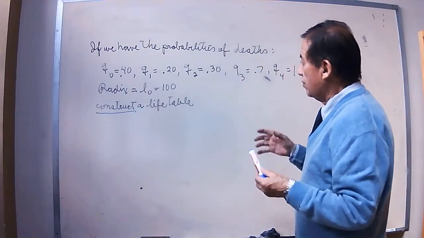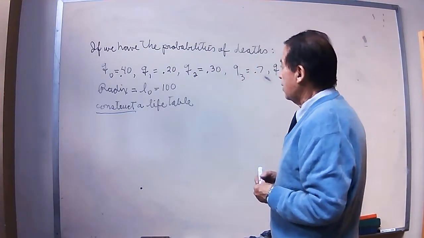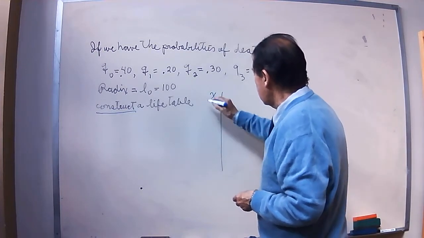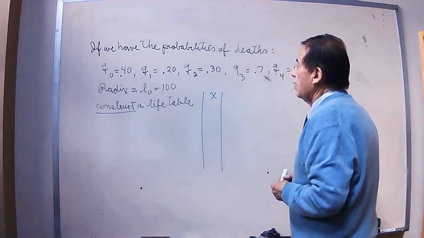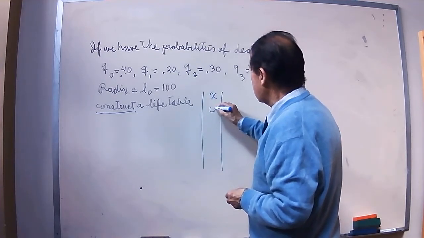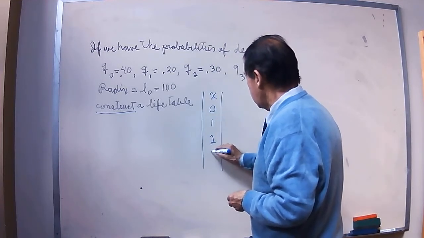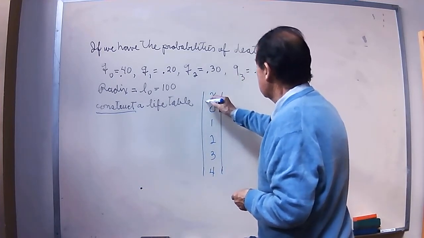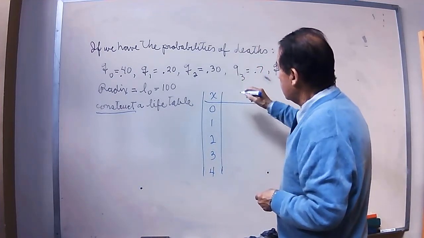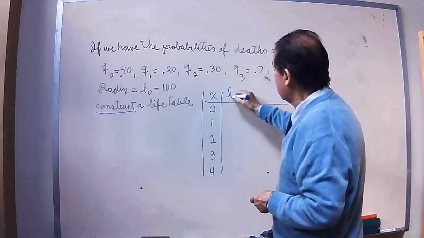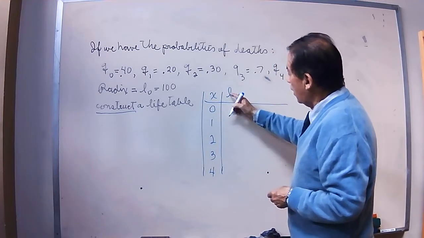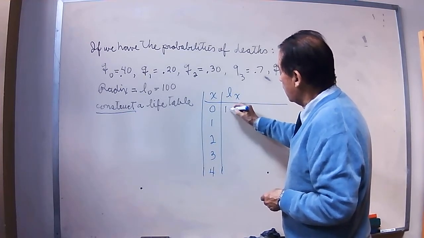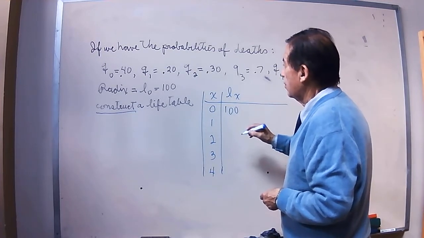If we're going to build or construct a life table, we can start with the age, which is represented by letter X, and we say age 0, 1, 2, 3, and 4. These are the ages. And now the radix or initial population is when x is equal to 0. In other words, L0 will be 100, which is the radix or initial population.